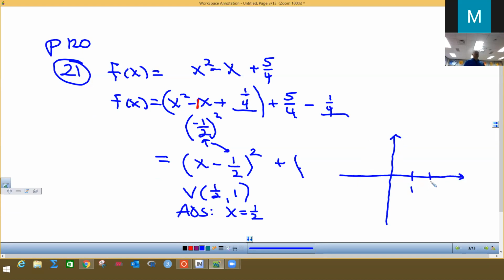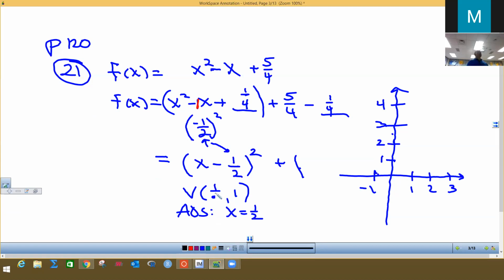There's 1, 2, 3. Come over here to -1, and we're going to go up here and go 1, 2. I probably should, it's going to open up because my a is +1. My a is +1, so I'm going to make it go up a little higher because I want to put more than 1 point on here.